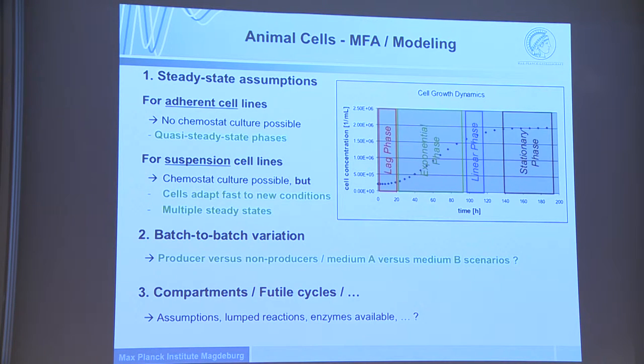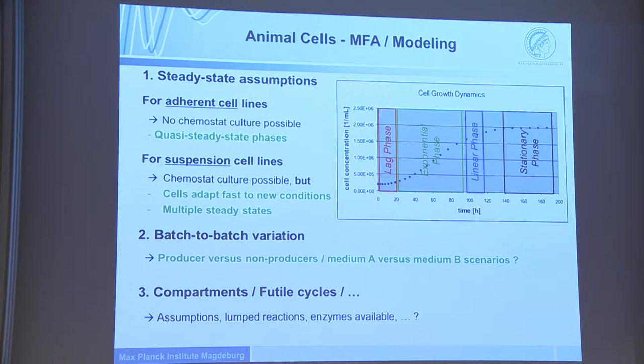I mainly work with mammalian cells, and I just want to say very often if we do flux analysis, we do steady state assumptions, right? All of us do. People working with prokaryotes, but also people working with eukaryotes are doing this. So you consider the growth with a lag phase, then the exponential phase, a transition phase and a stationary growth phase. And usually for metabolic flux analysis, this phase here is considered stationary.